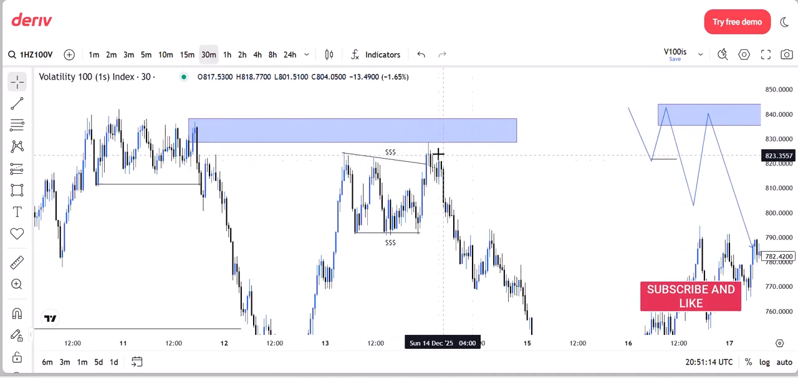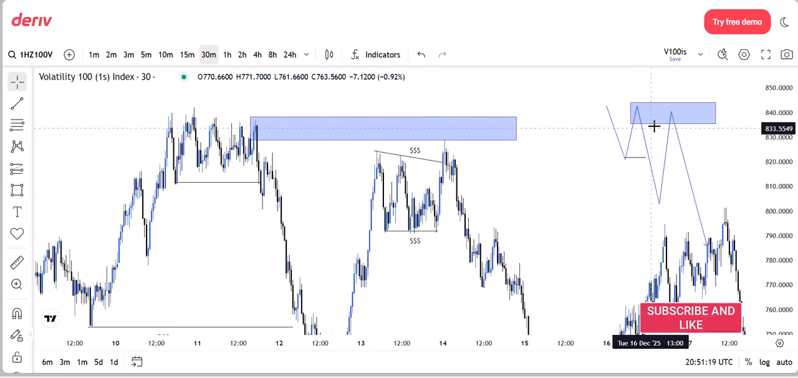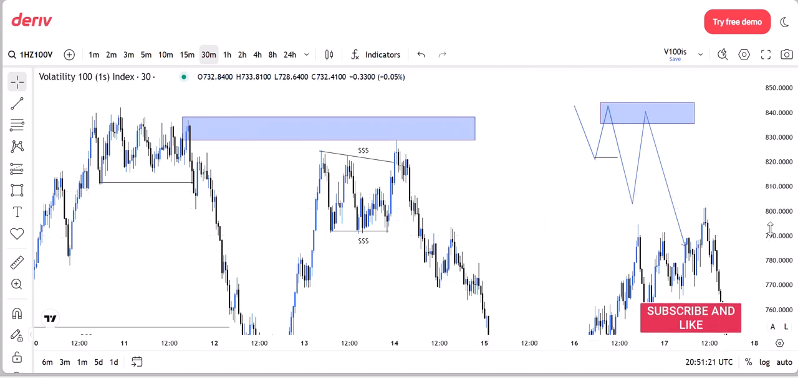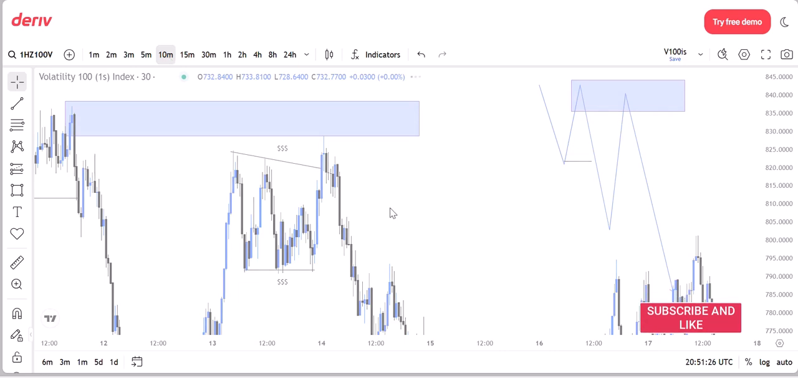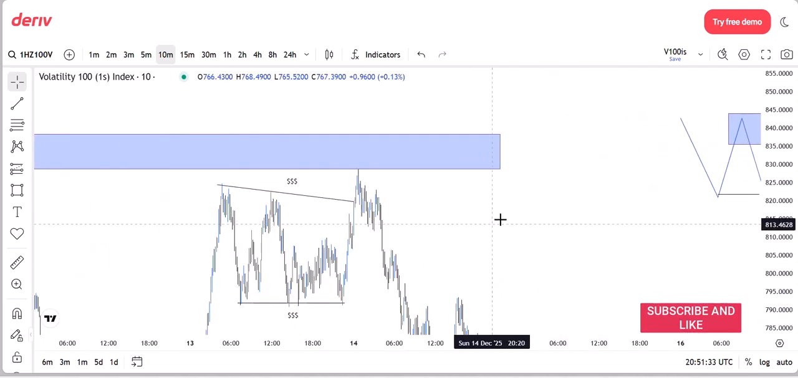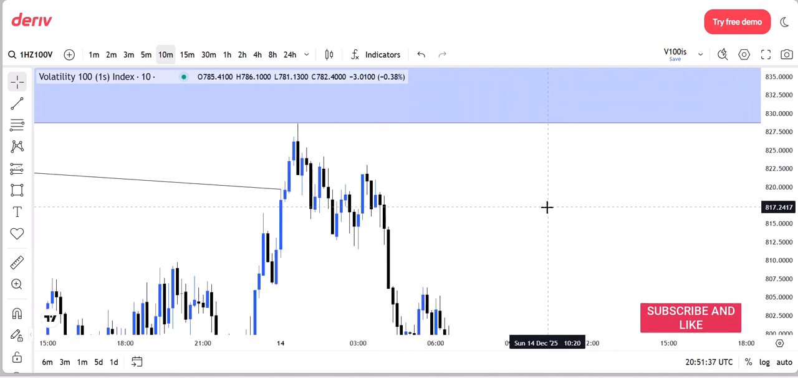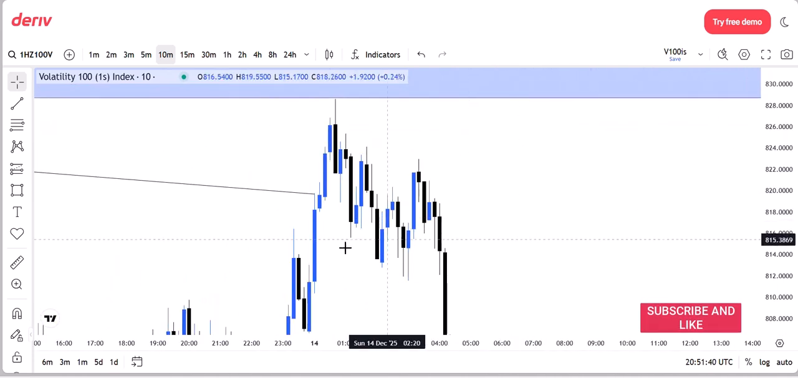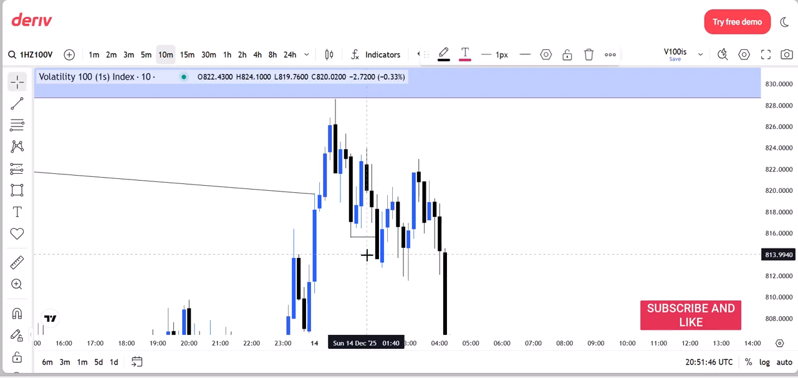Okay, so the moment price tapped into this zone, the next thing we did, we waited for our pattern, our entry criteria: a break of structure, change of character in the lower time frame. So coming down to our 10 minutes time frame, what did we see? We saw here a break of structure. This is where we saw a break of structure to the downside.